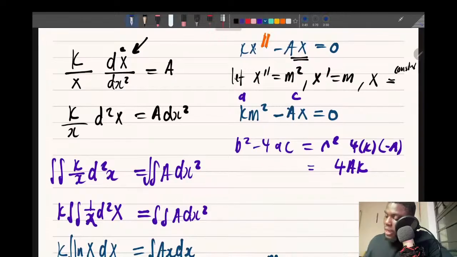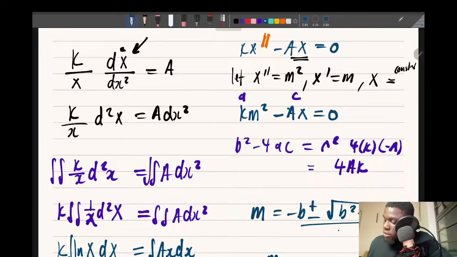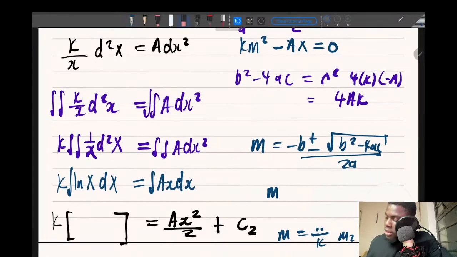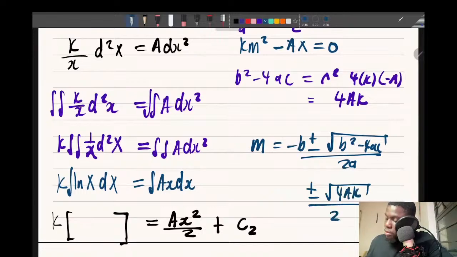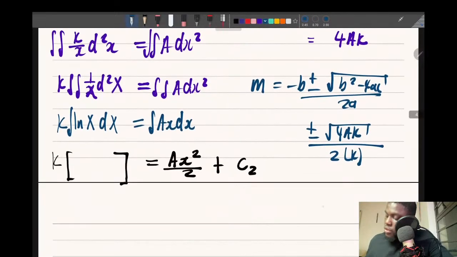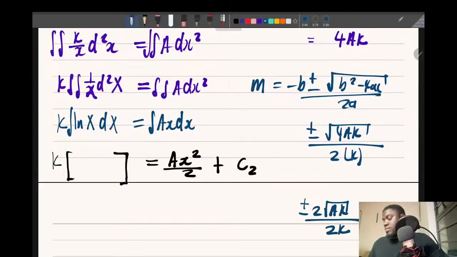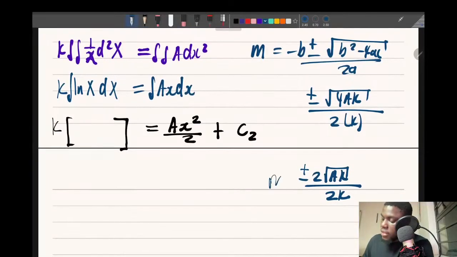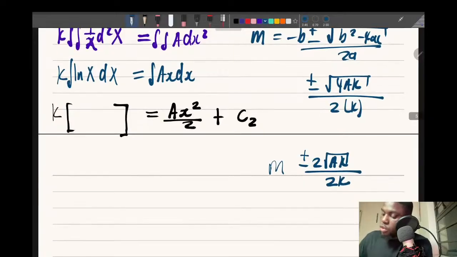So we'd now go ahead and say minus b, that's your m, minus b plus or minus the square root of b squared minus 4ac all over 2a, which is going to be 0, that's b. Then you say plus or minus the square root of 4ak all over 2 by a, which is 2 by k, which is going to be plus or minus 2 root ak over 2k. Kind of stuff like that. You'd get your solutions for m, which there'll be two different real number solutions.